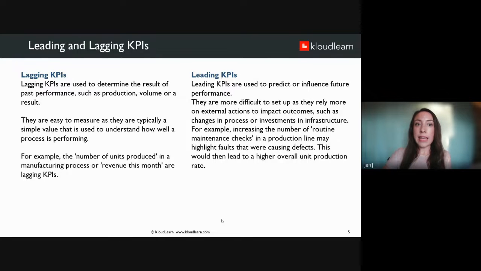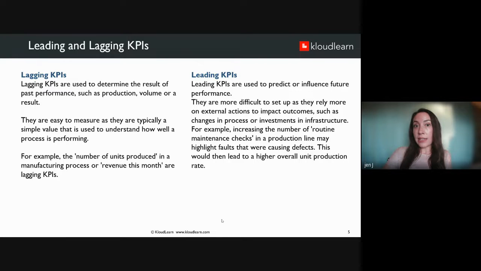Leading and lagging KPIs. Lagging KPIs are used to determine the result of past performance, such as production, volume, or a result. They are easy to measure as they are typically a simple value that is used to understand how well a process is performing. For example, the number of units produced in a manufacturing process or revenue this month are lagging KPIs.